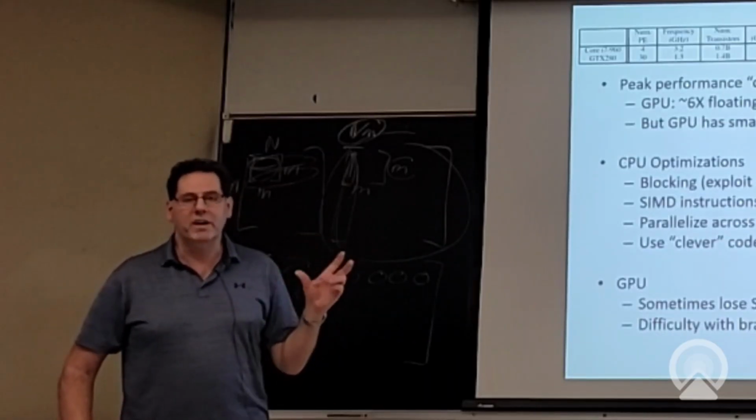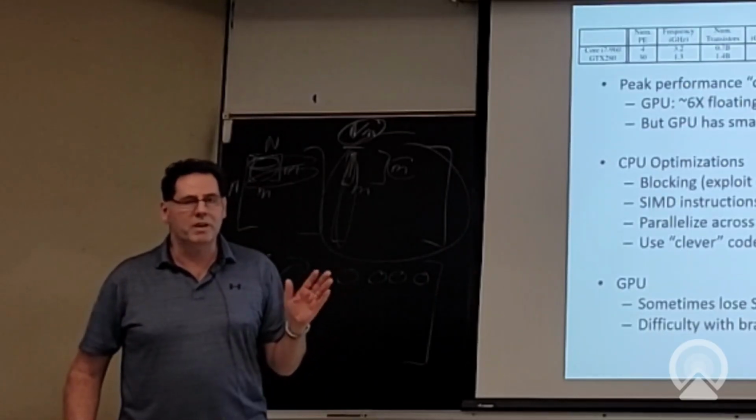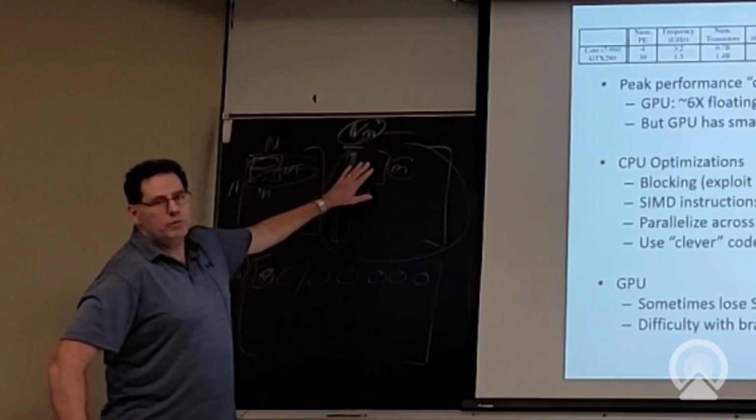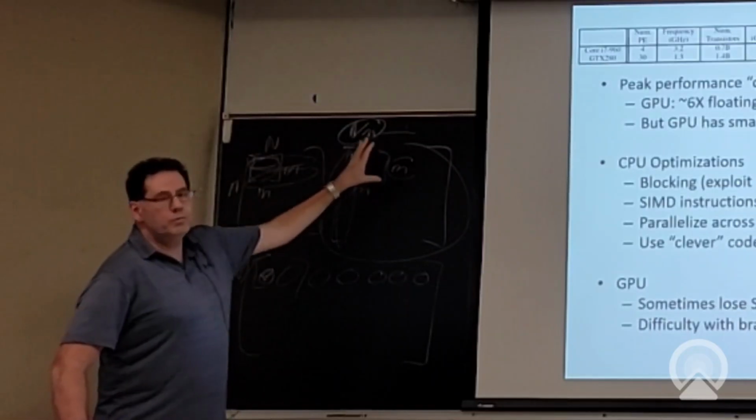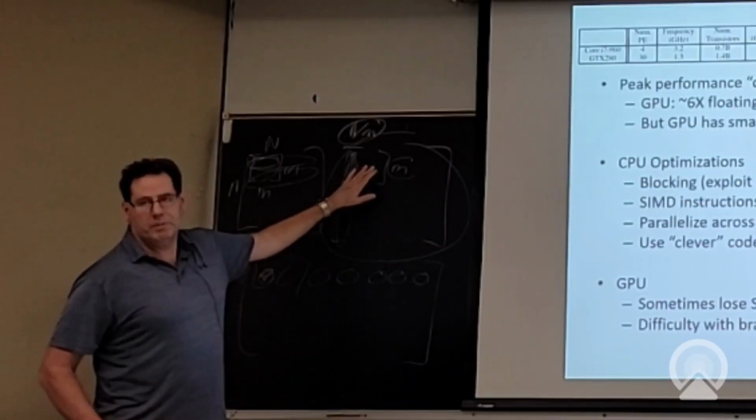So your code looks more messy. Instead of having 3 loops, you wind up with 6 loops. Okay, 3 loops to compute a tile, and then 3 loops to go over all the tiles. So it's more messy, but it uses your cache a lot better.